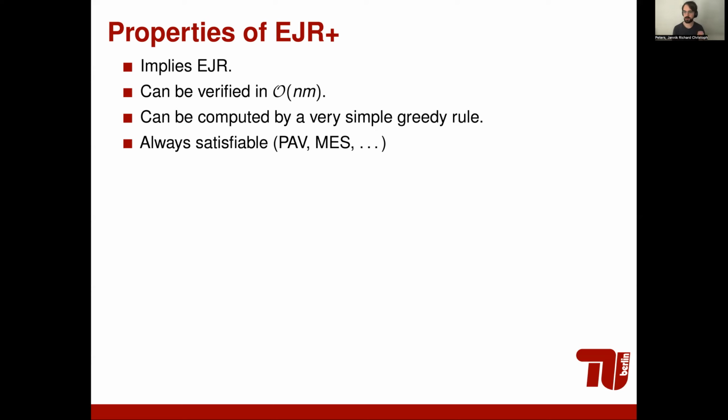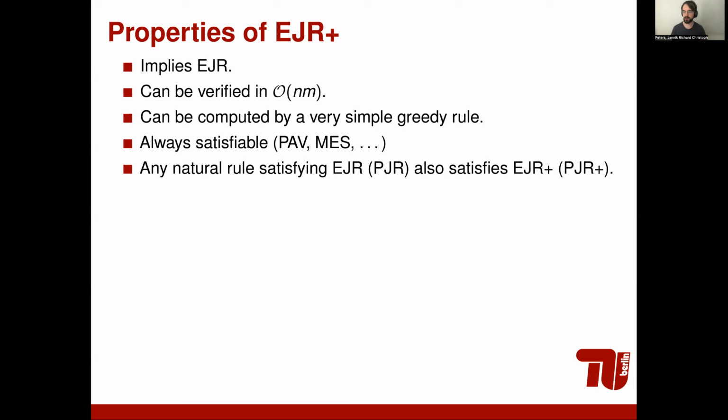And all the rules, or pretty much all the rules, which previously satisfied EJR also satisfy EJR+. In fact, you can maybe show in some sense that any natural rule satisfying EJR or PJR also satisfy EJR+ or PJR+. There are a few examples, but these rules might not be considered natural.